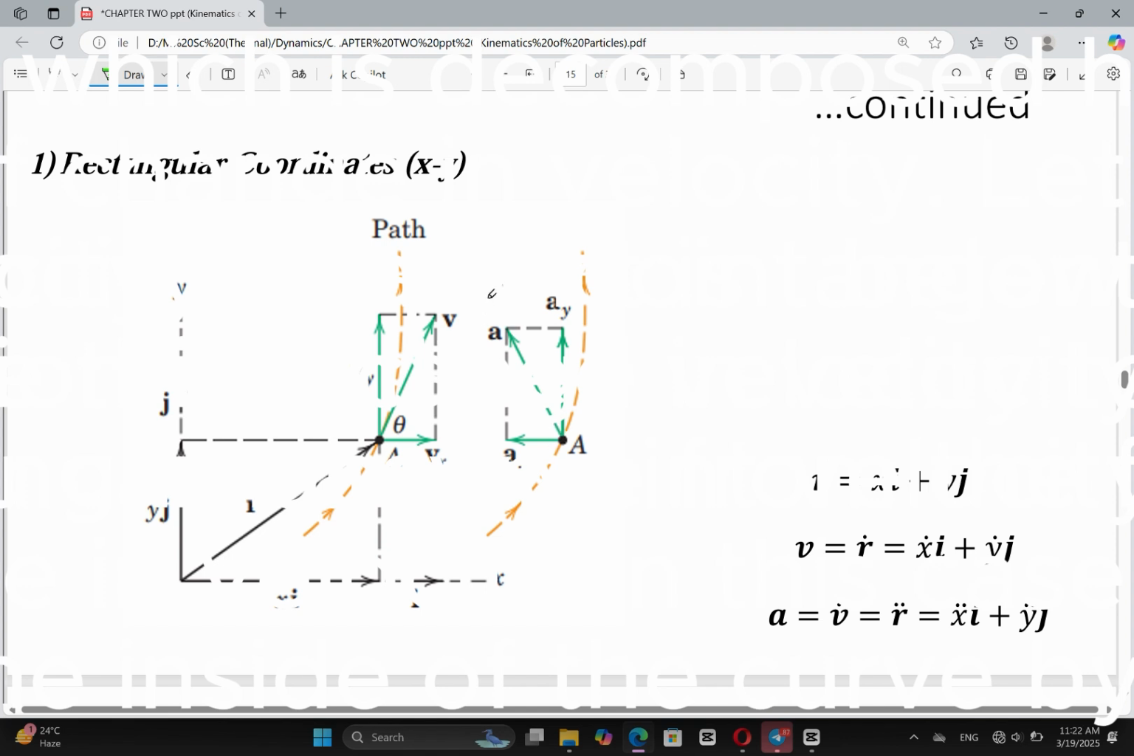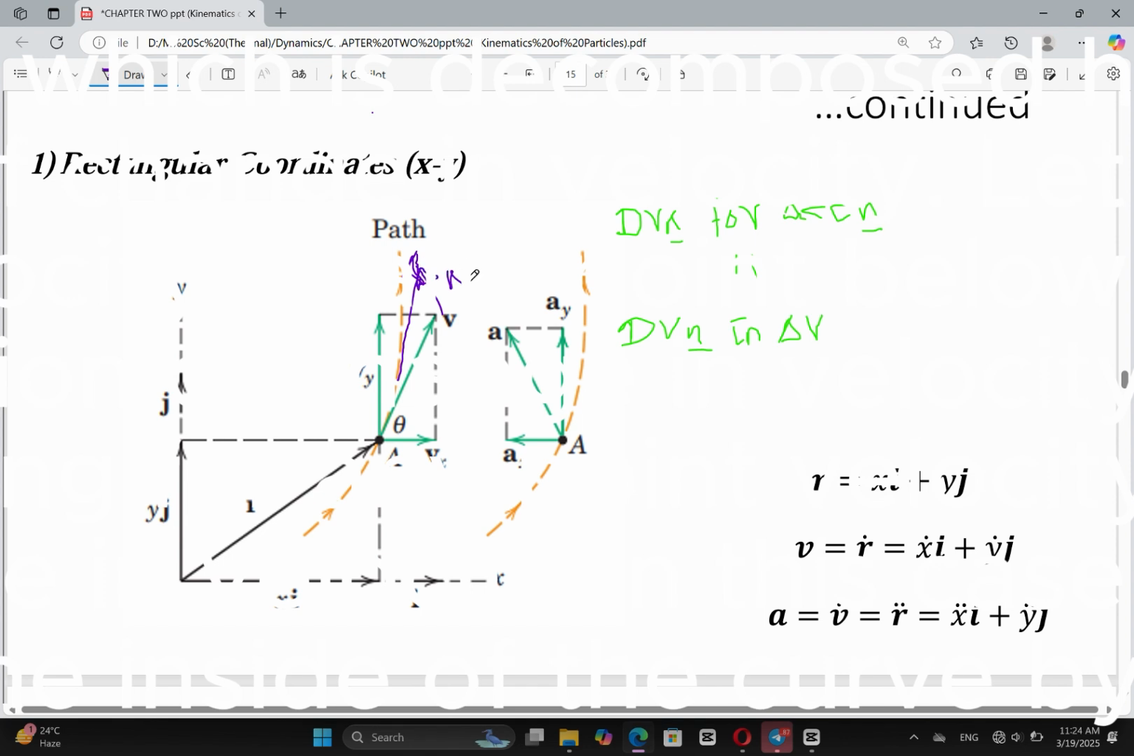Let me show you again. Consider the velocity at any point below the given point. Then the direction of change in velocity is as you see. You can do the same thing for any point velocity above the given point. The direction of change in velocity in this case is also almost similar. It tends to the inside of the curve by any means.